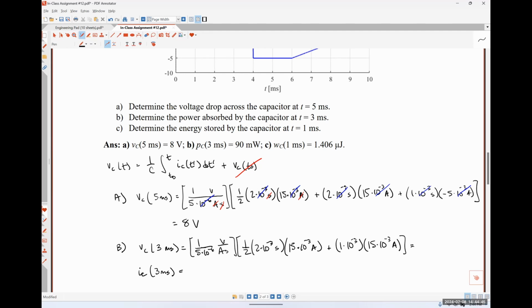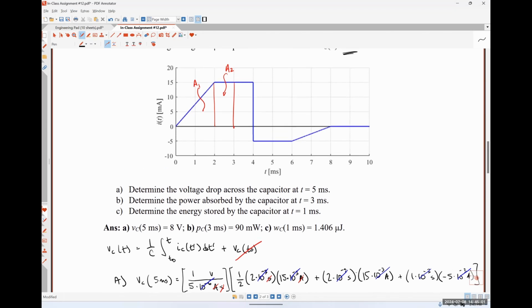15 plus 15 is 30, divided by 5 is 6. If my mental math is correct, please tell me if I'm wrong. IC at 3 milliseconds is what?